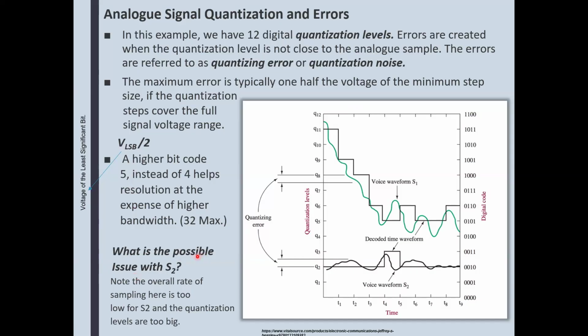Now, what is the possible issue with the sampling S2 here? The overall rate of the sampling is too low for S2, and the quantization level is too big here. And the sampling rate is too low, so you can't reconstruct that waveform properly. We're going to get back to that one.